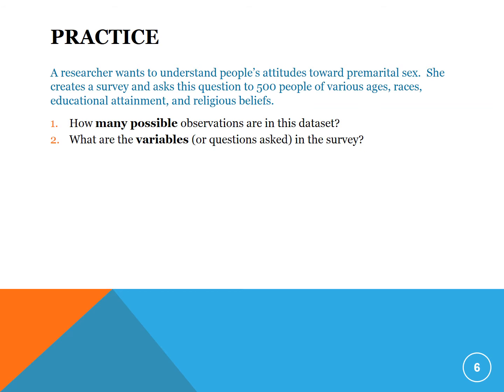What are the variables, or what are the questions asked? Because remember, variable means questions asked. So what questions were asked in the survey, essentially? Well, they asked about the attitudes towards premarital sex. That's one. They asked the person what their age was, their race was, their educational attainment, their religious belief. So those are the 5 variables. So there are 5 variables, it seems like, right? Never forget the first one. It said premarital sex.